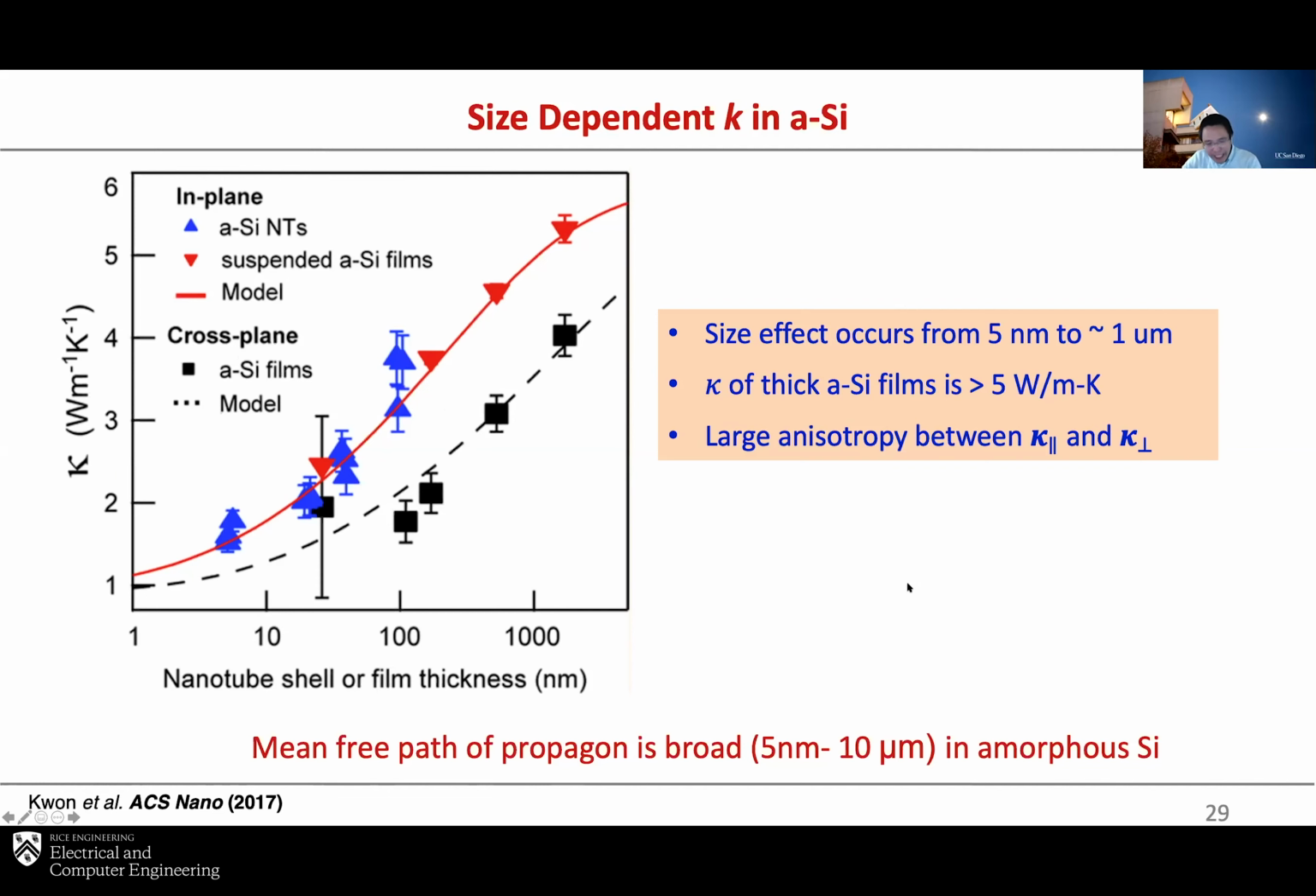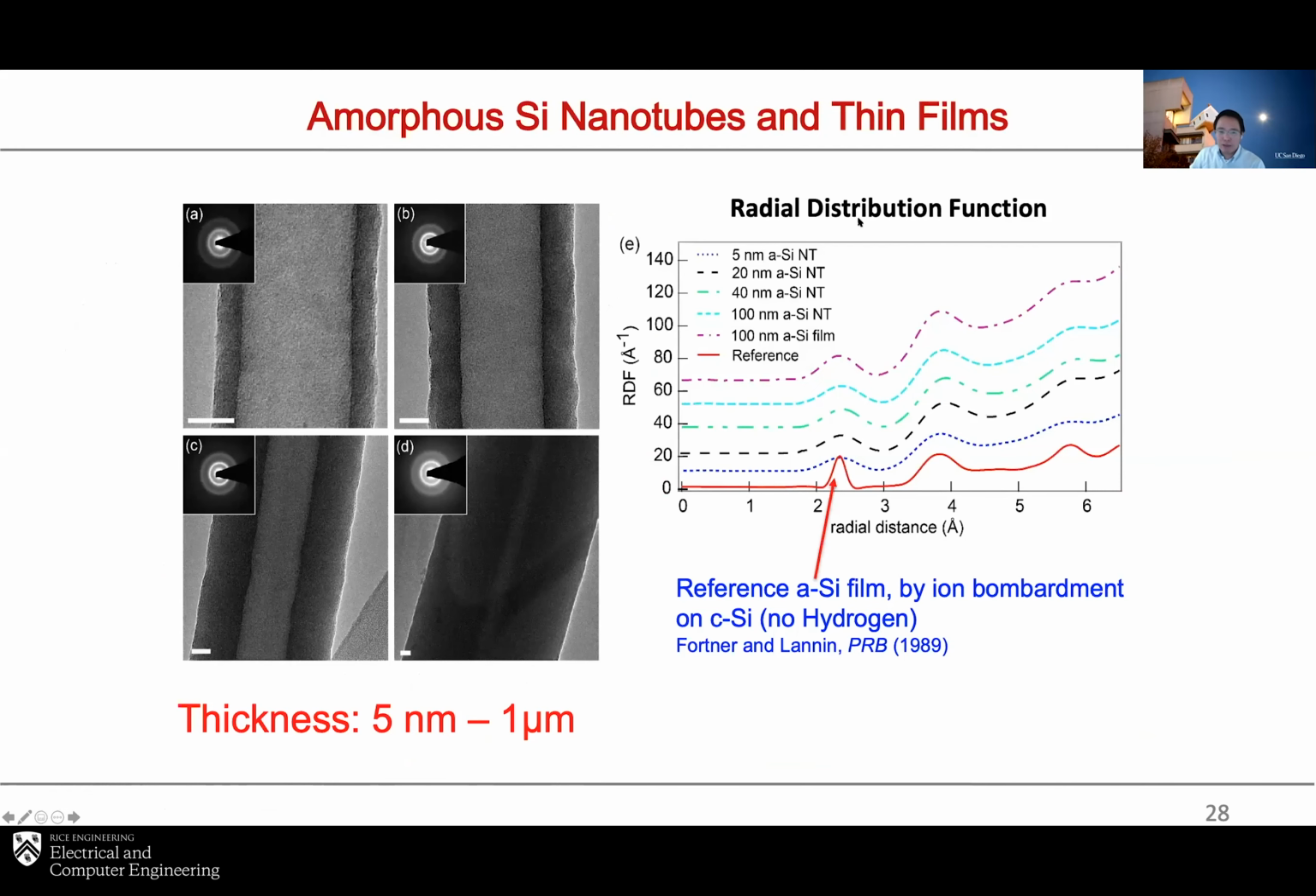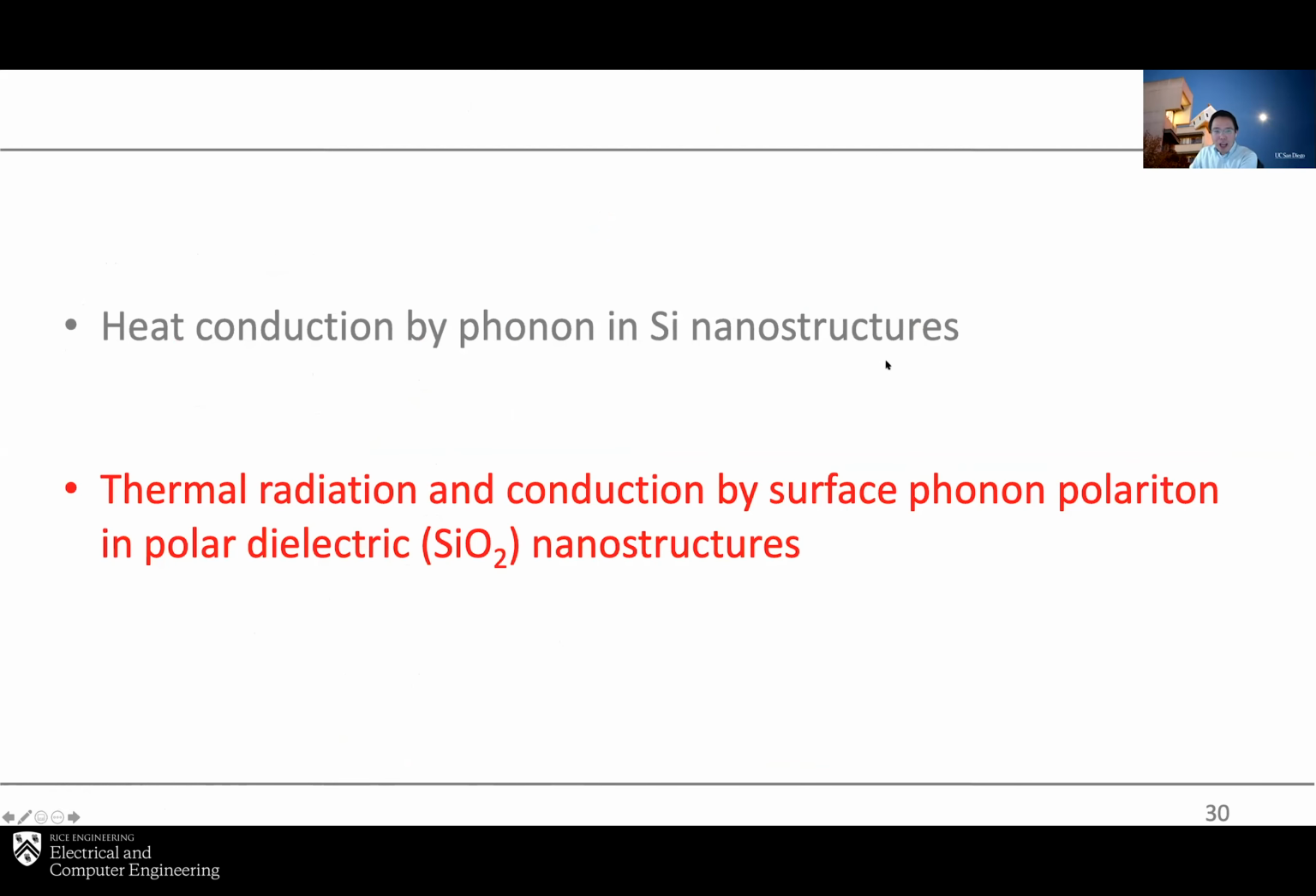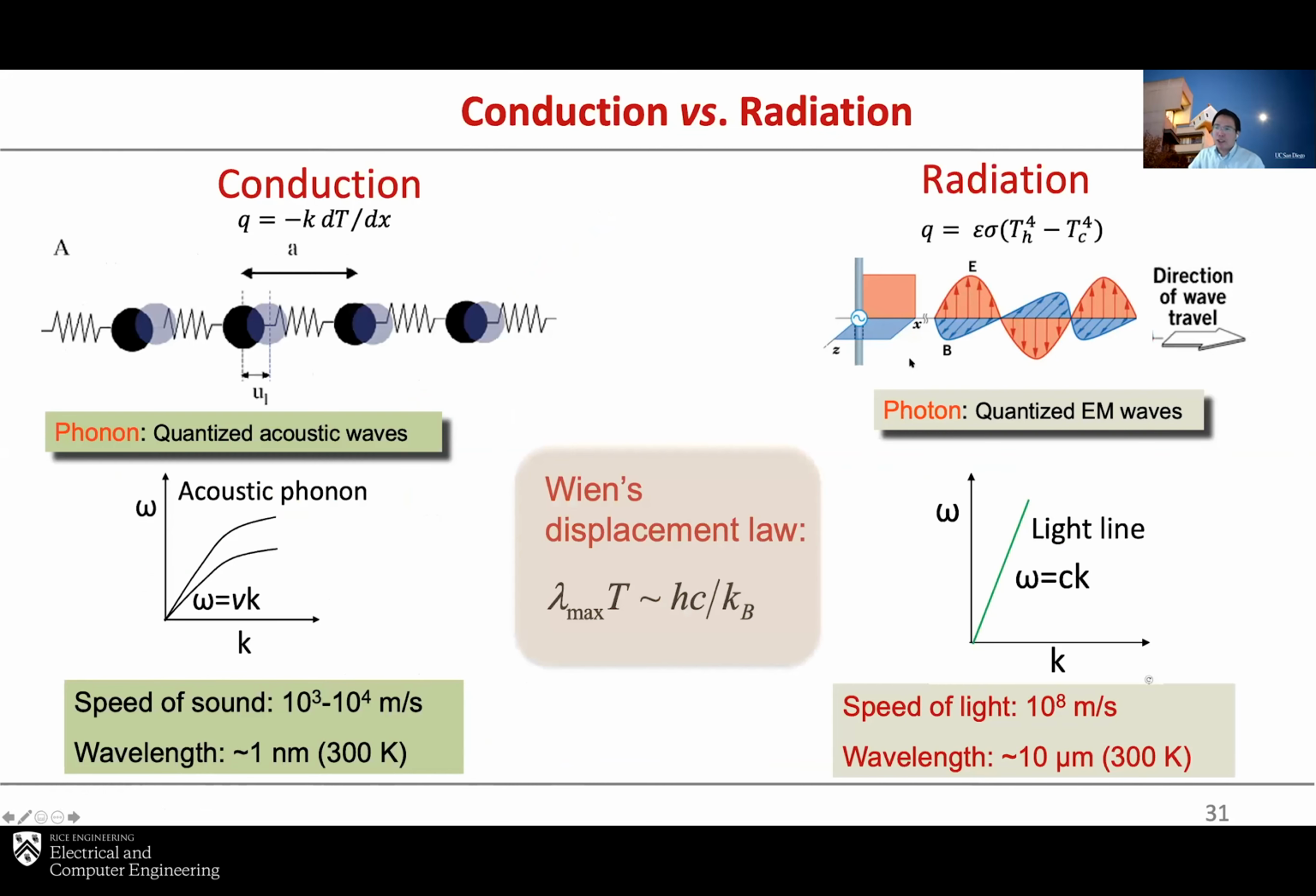These are propagating phonon modes in this otherwise amorphous structure. And this propagon has a broad mean free path, in this case from 5 nanometer even up to 10 micron in this amorphous structure. And we can also use a similar platform to study photon-mediated thermal transport.